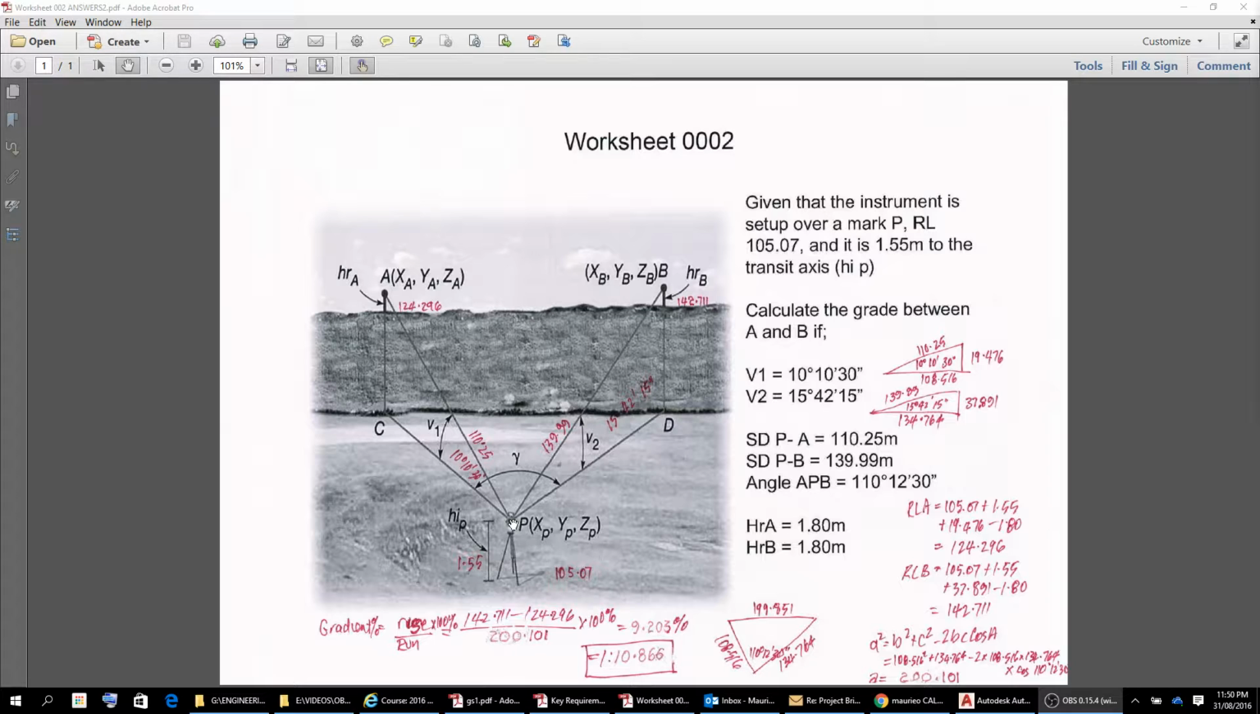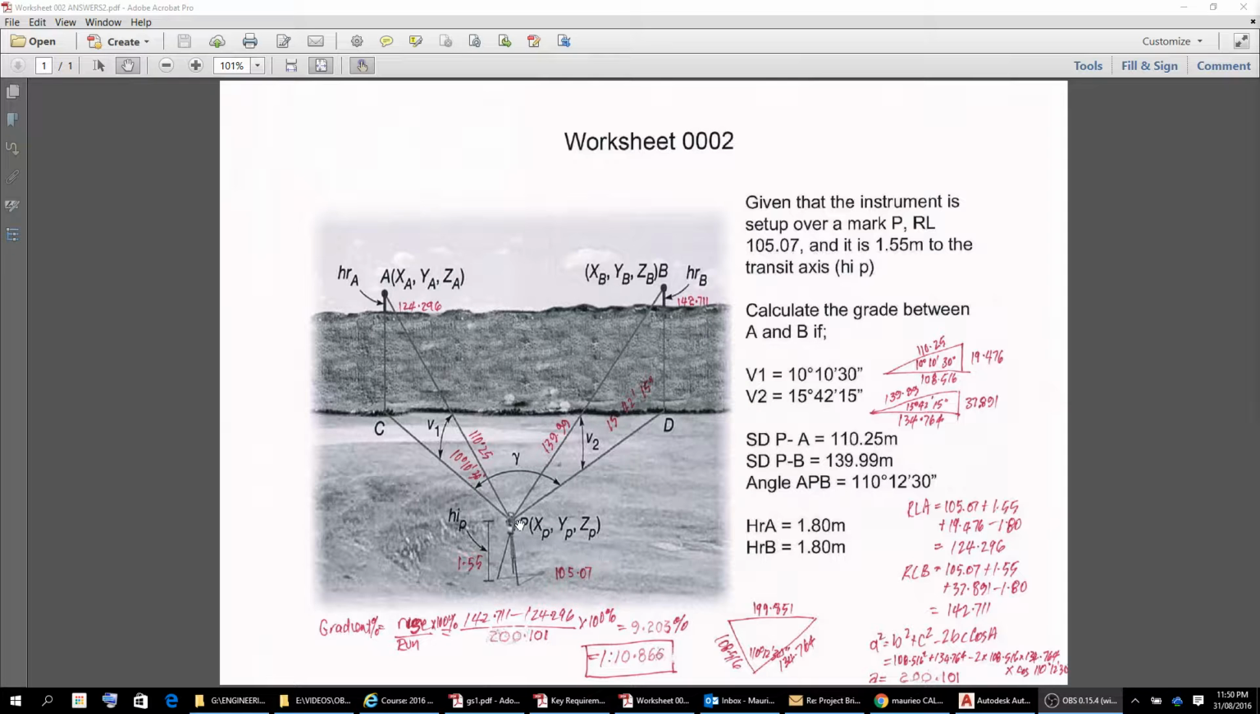If V1, which is a vertical angle, is 10, 10, 30, V2 is 15, 42, 15, and the slope distances, SD, P to A, have been measured as such there, and the angle APB is 110, 12, 30, and the height of the target, or HR, in each instance, or the prism, is 1.8 meters.